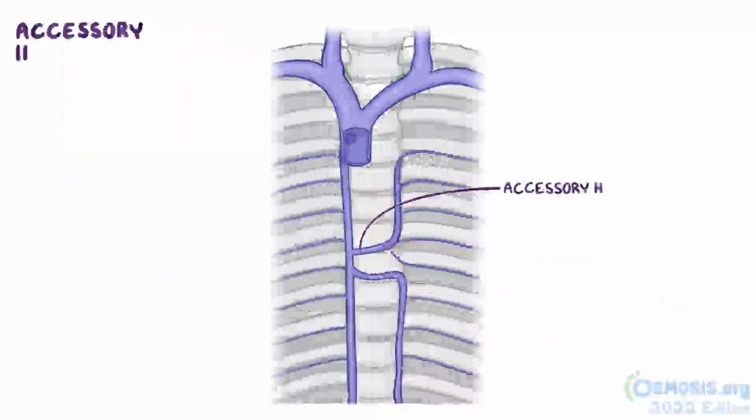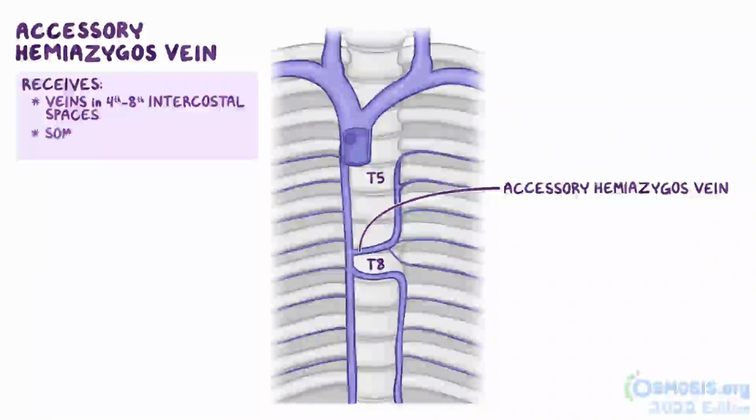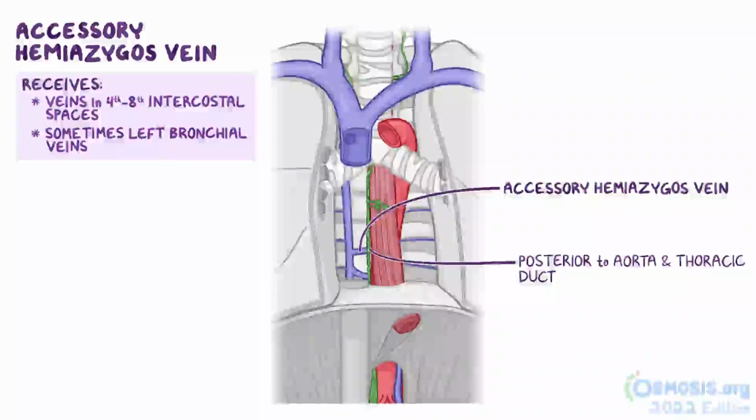The accessory hemiazygous vein originates at the medial end of the 4th or 5th intercostal space and goes down on the left side of the vertebral column from T5 through T8. It receives blood from veins in the 4th through 8th intercostal spaces and sometimes even from left bronchial veins. It crosses over the T7 or T8 vertebra, posterior to the thoracic aorta and thoracic duct, at which point it joins the azygous vein.